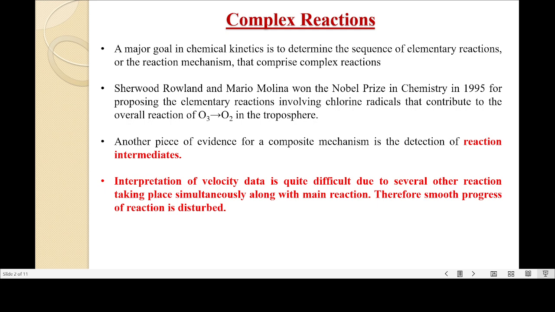In this case, Sherwood Rowland and Mario Molina won the Nobel Prize in Chemistry in 1995 for proposing the elementary reactions involving chlorine radicals that contribute to the overall reaction of ozone to oxygen in the troposphere.